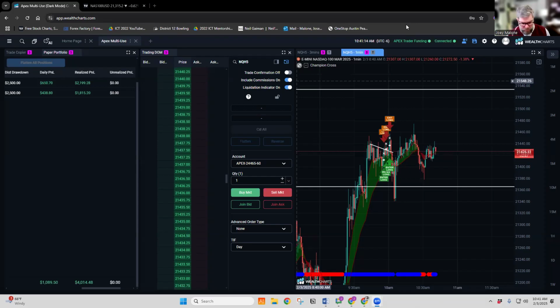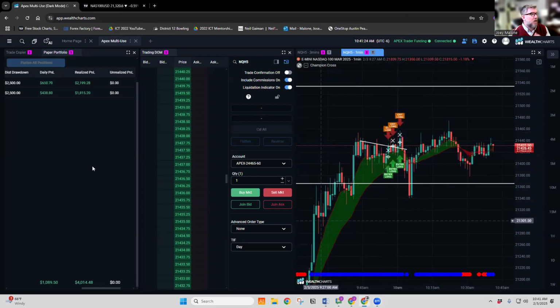It's about 10:40. Trading wealth charts platform with Apex Trader Funding. I've actually already taken a few trades, as you can see the entries and exits on here. 3 trades, 3 wins. The first trade that I took, I didn't have the copy on.